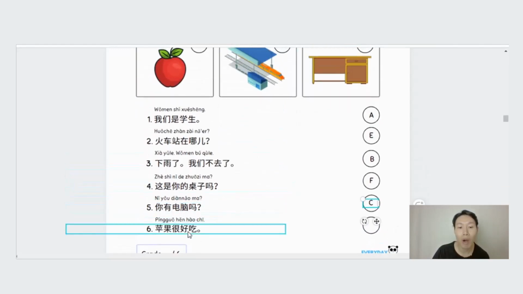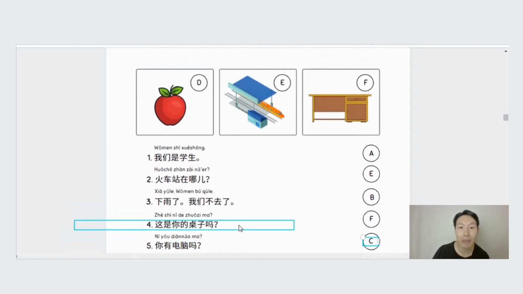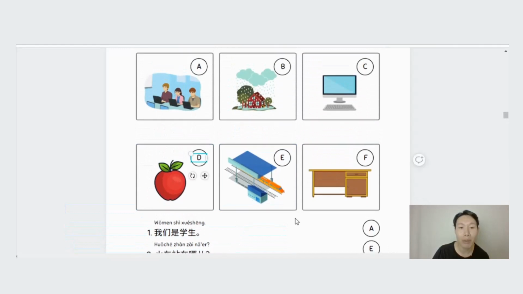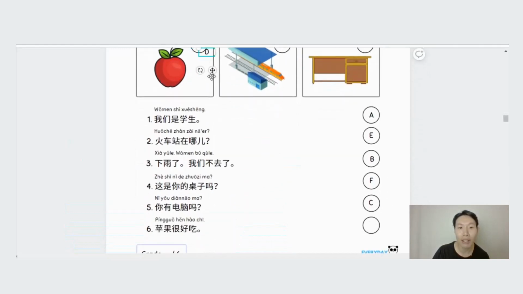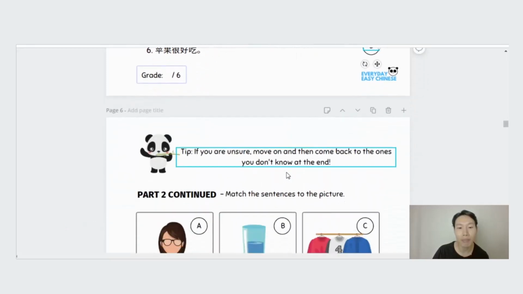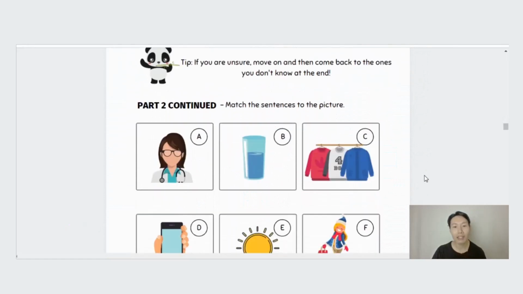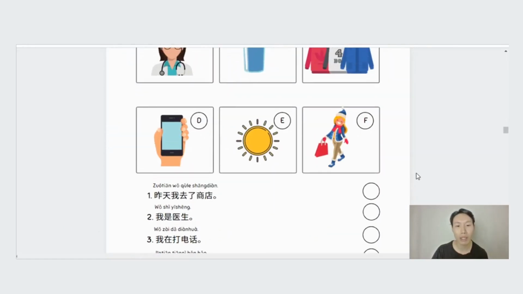So 苹果很好吃. We can see 果 again, which gives it away. It's some kind of fruit. 苹果 is apple. So the answer is D. 苹果很好吃, which means apples are tasty. Okay, moving on again. So let's look at the first one here.